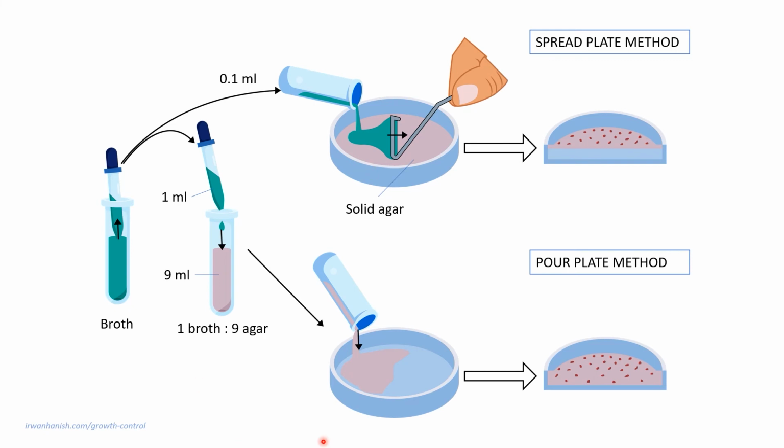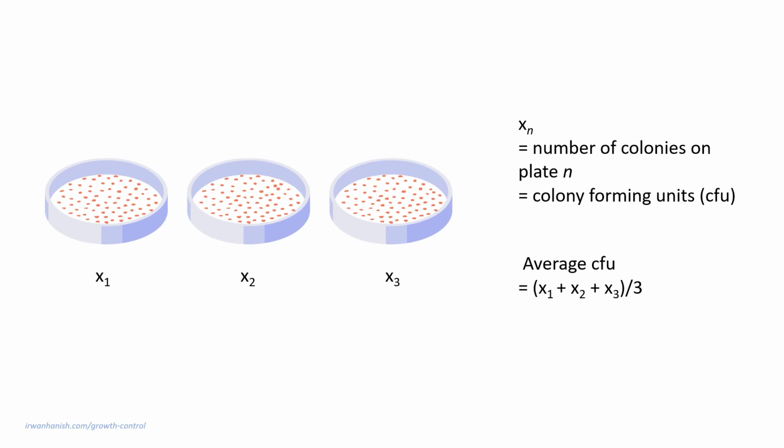The second way is the pour plate method. So you'll take 1 ml of the sample and add it with 9 ml of melted agar and then pour it into an empty plate. Of course, you don't do it just on a single plate. You need replicates. So you repeat it for, say, 3 plates, then you start counting your bacteria.